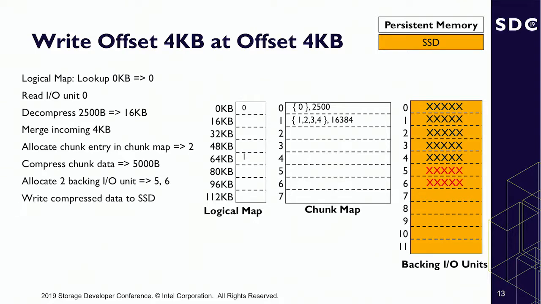And when the volume gets initialized, we account for this. We account for extra space in the persistent memory file. We account for some extra space on the SSD, so that we can make sure that we have extra space. We don't have to do any of these in place. So now we've written the compressed data to the SSD. We write and persist the chunk map entry.